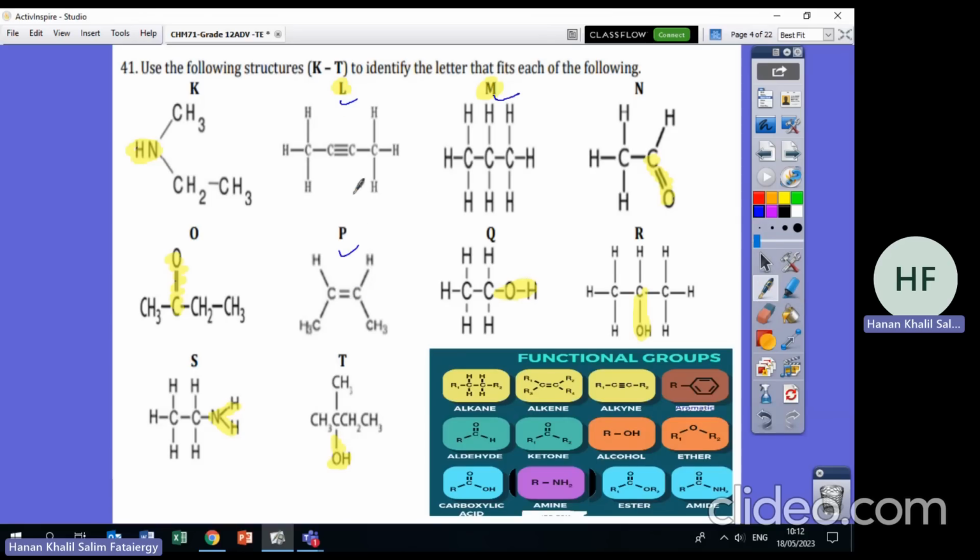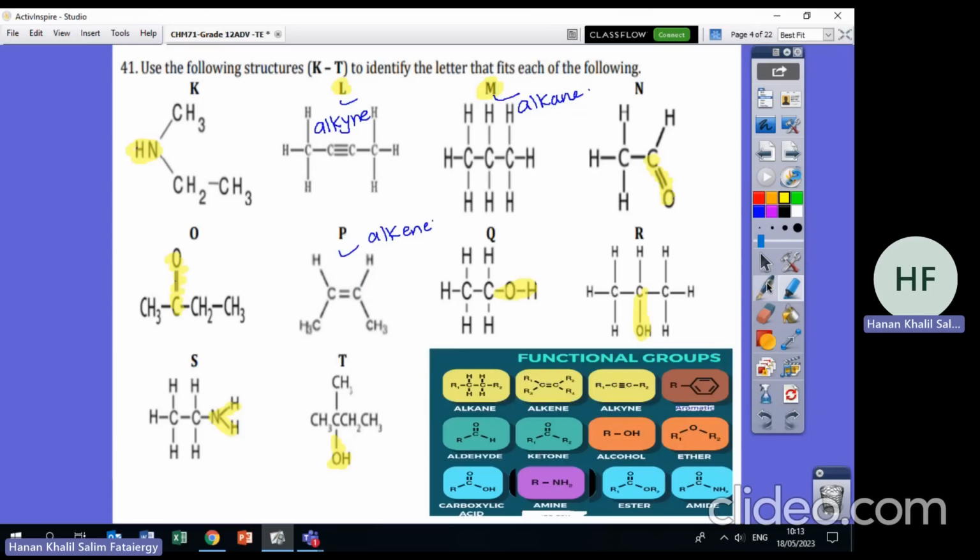Let's remember, what do we call a hydrocarbon that has a triple bond? We call it alkyne. What do we call a hydrocarbon that has single bonds? We call it alkane. What do we call a hydrocarbon that has a double bond? We call it alkene. Okay, remember in the alkene lesson we said if the double bond has hydrogens on the same side, we say this is the cis isomer.